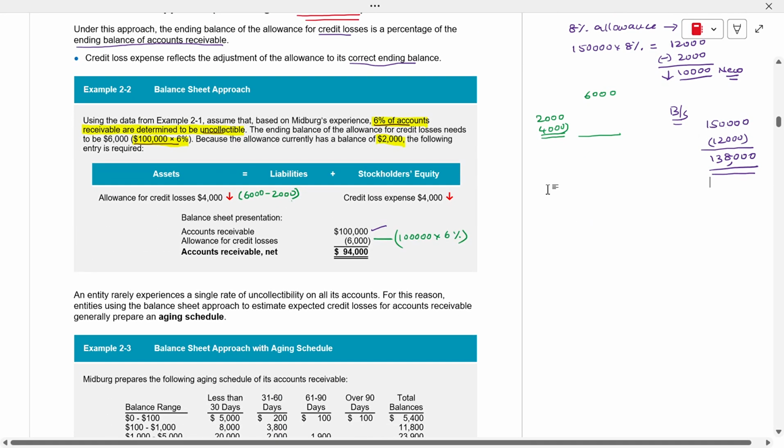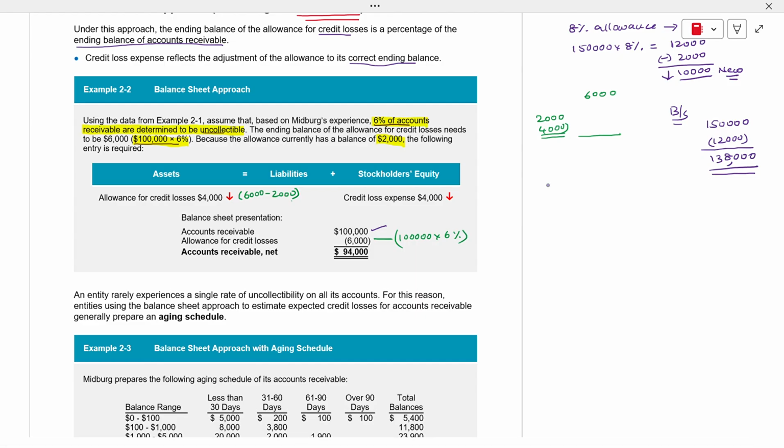Now, an entity rarely experiences a single rate of uncollectibility on all its accounts. See, you are selling to different customers, A, B, C, D. Some will pay on time, some will take more time, some will not pay. Everybody will have a different behavior. An entity rarely experiences a single rate of uncollectibility on all its accounts.